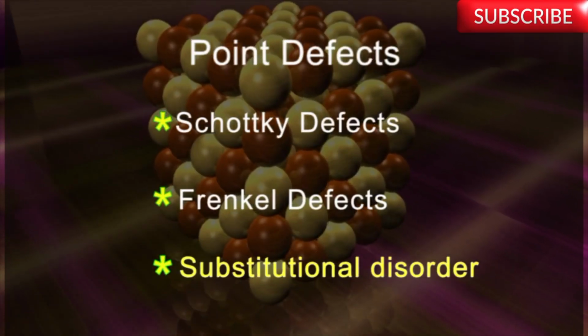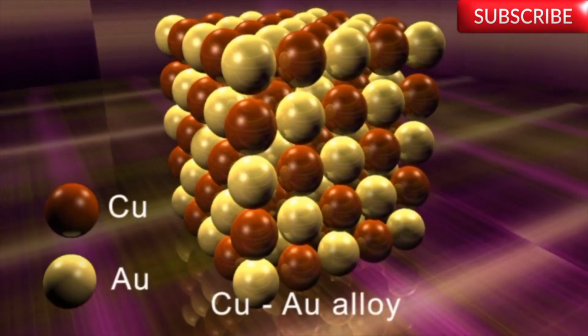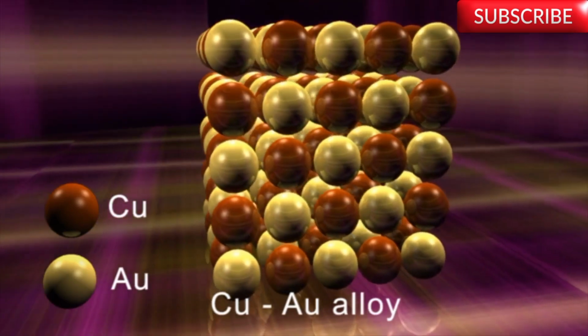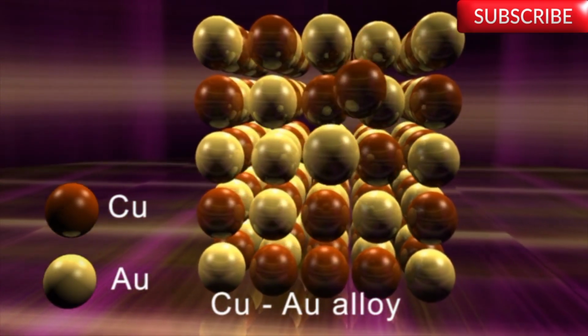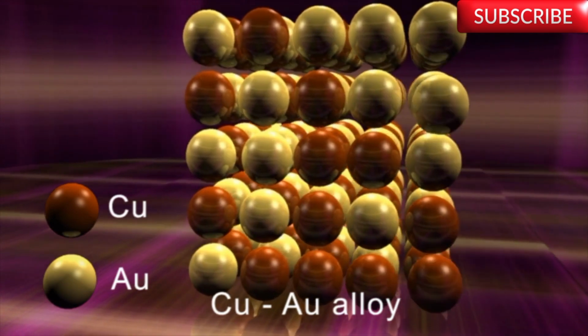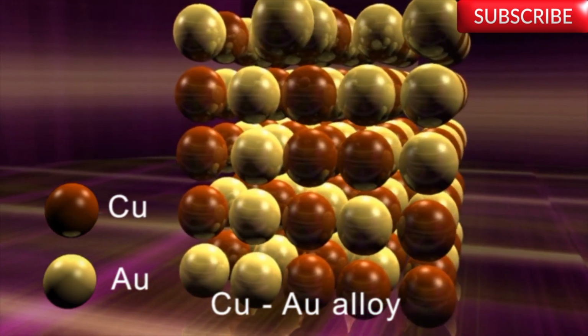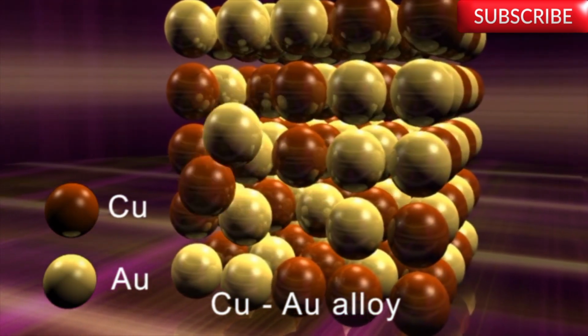Substitutional disorder. When the atoms which generally occupy their normal sites in the crystal lattice exchange their lattice sites mutually, then a substitutional disorder defect is created. Such defects are found in the Cu-Au alloy.